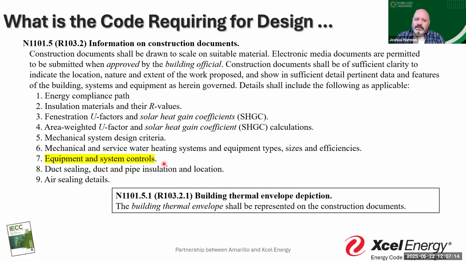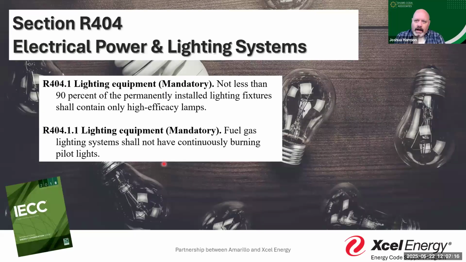Now, if you look at the 15 or the 18, the entire requirements of Section 404 on electrical power and lighting systems were organized very simply. We're going to have lights, and those lights have to be a percentage high efficacy. In the 15, it was 75%. In the 18, it's 90%, of all the bulbs and fixtures that provide lighting in the design.